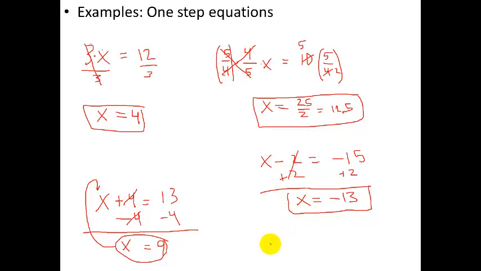And the last one I want to do is, because it comes up a lot in problems, say you have negative x equals 11. Okay, how do you get x by itself? Well, this is really negative 1 times x. So you could divide both sides by negative 1. This is an equal sign here, not a negative. Or you could multiply both sides by negative 1.